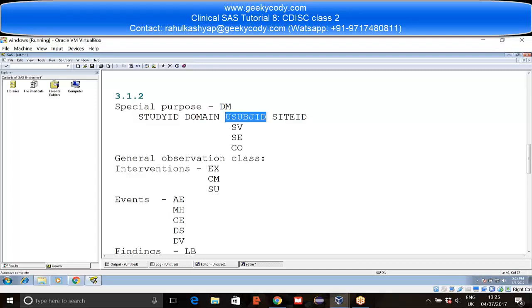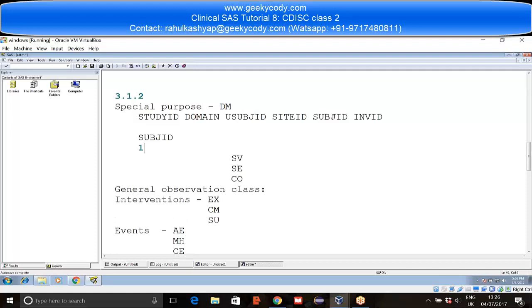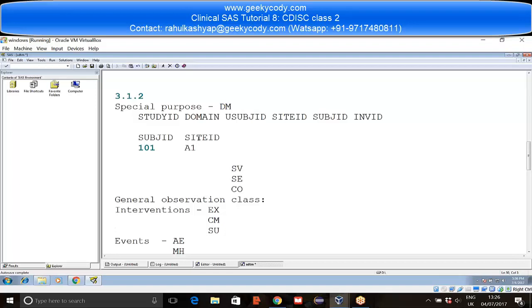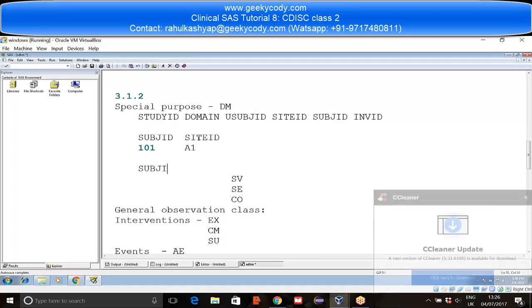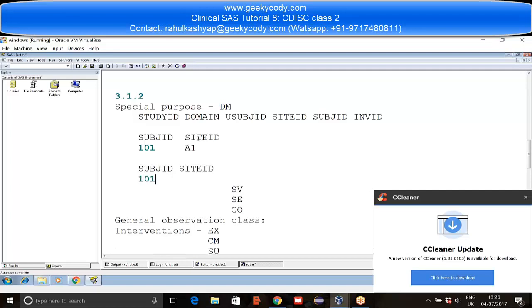What is meant by unique subject ID? We'll have subject ID also, and investigator ID, all these. Suppose the subject ID is 101, and the site ID is A1. Now another site is also there, with subject ID and site ID. They are conducting in two different sites.